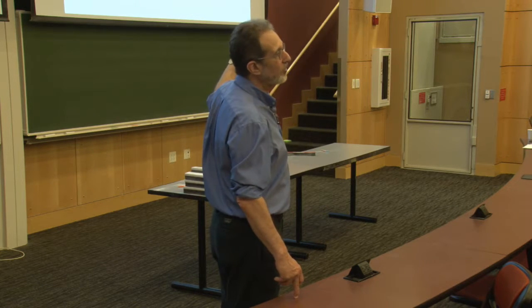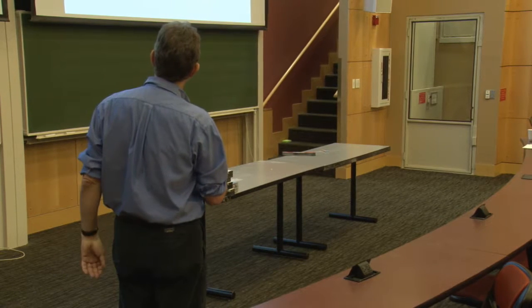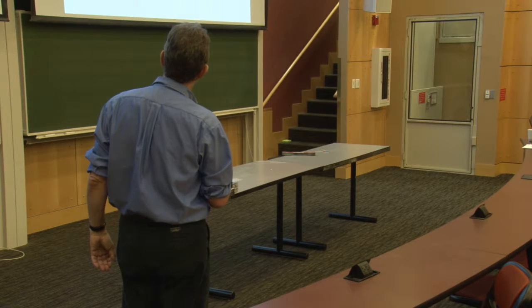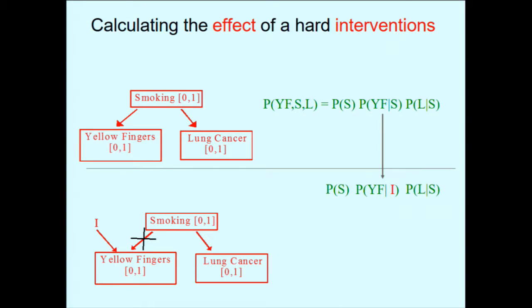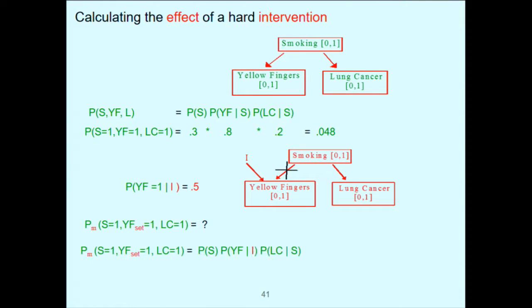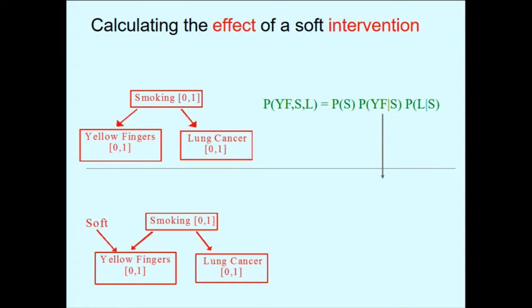So the only thing that's going to change, might be, like in the previous thing, what changed is probability of S stays the same. The probability of YF given S changes to YF given I. Probability of L given S stays the same. So I've modularized which part of the distribution I've changed. Now, same thing for the soft intervention. Yeah? You have the same thing, but you have another probability term. Probability of those things given the soft intervention. Okay, so you say the only change is it's yellowed fingers given S.